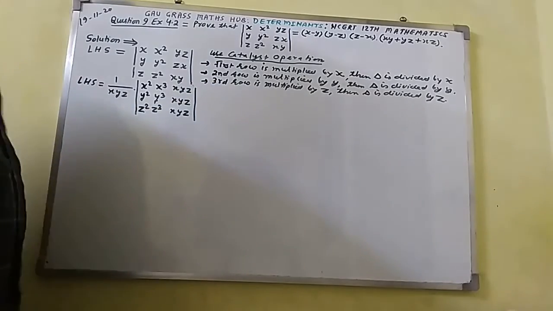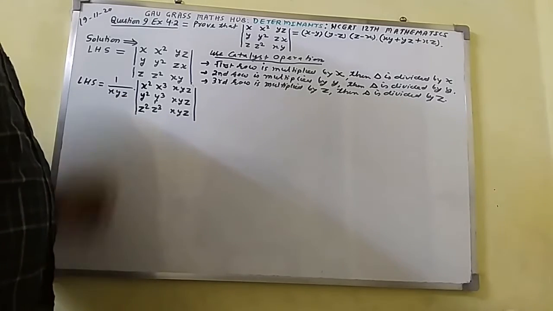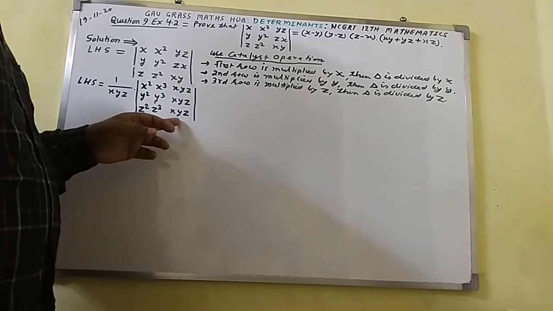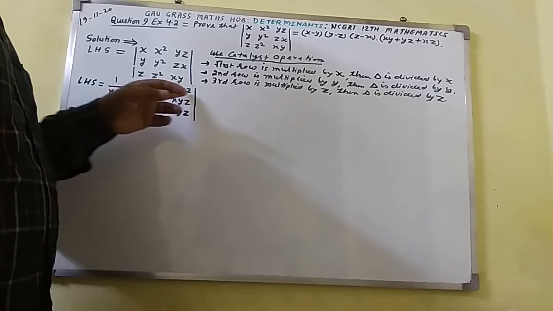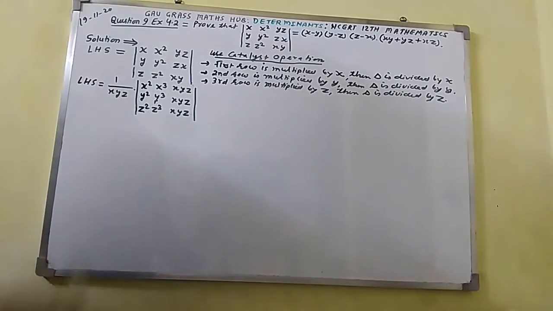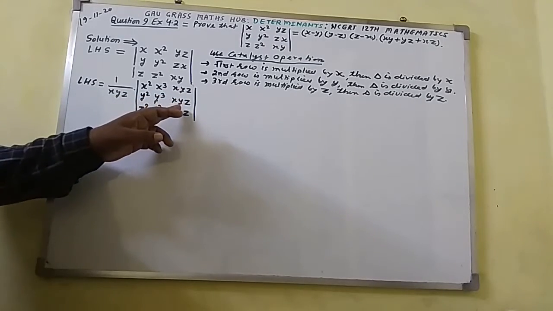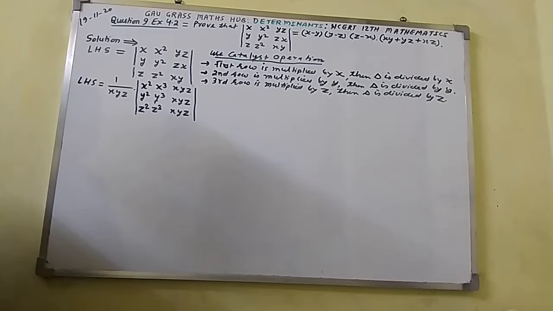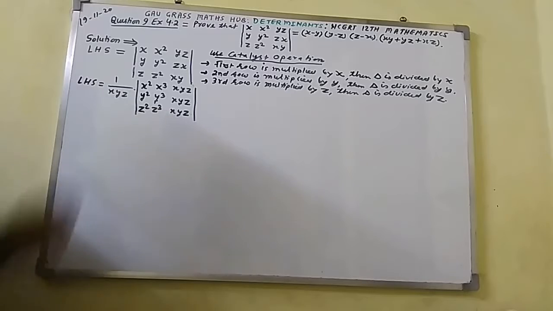That you will get this one. What to do here? Now here in the third column you can see each element is x, y, z, x, y, z, x, y, z. So here I shall take x, y, z common from the third column.